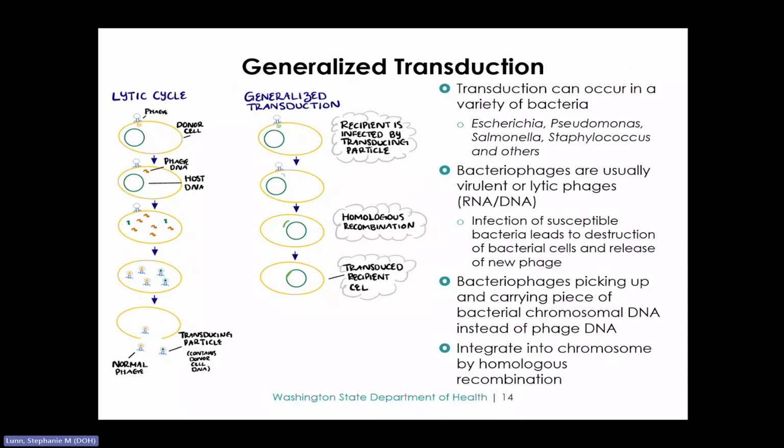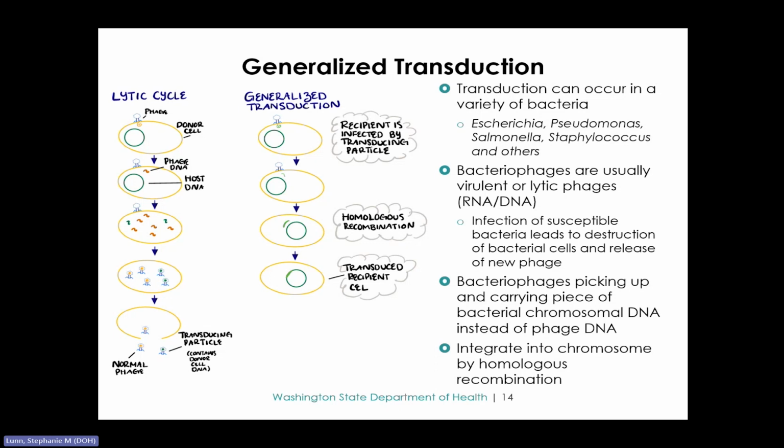So moving on to transduction. Transduction is the transfer of host genes from one cell to another by a virus. It can occur in a variety of bacteria, including Escherichia, Pseudomonas, Salmonella, Staphylococcus, among others. Now, there are two different types of transduction. There's generalized transduction, which I'll talk about on this slide, and then there's specialized transduction, which I'll talk about next.